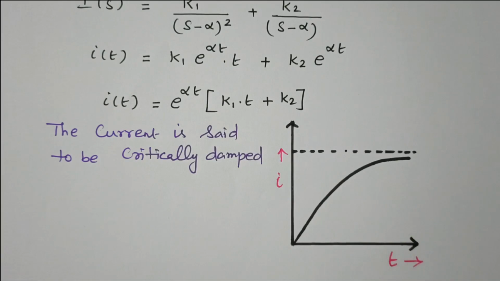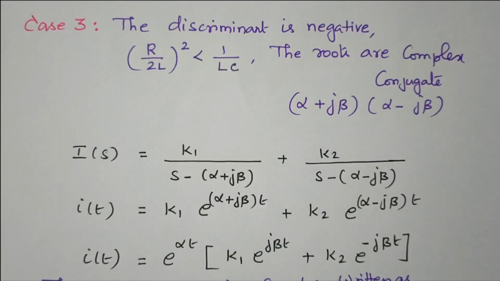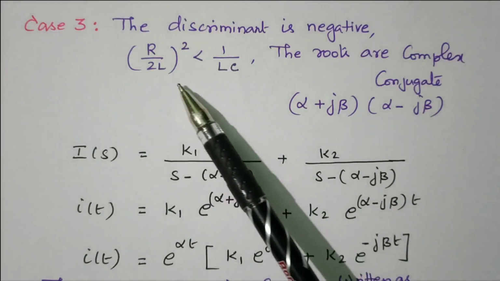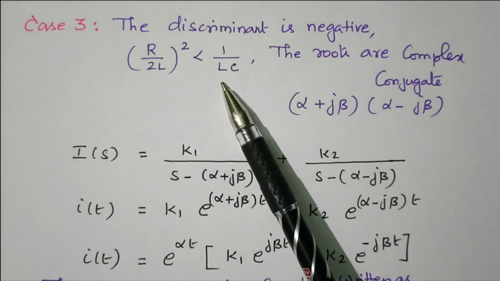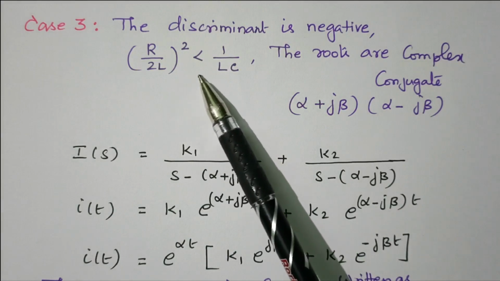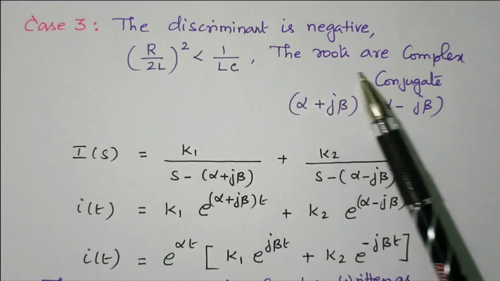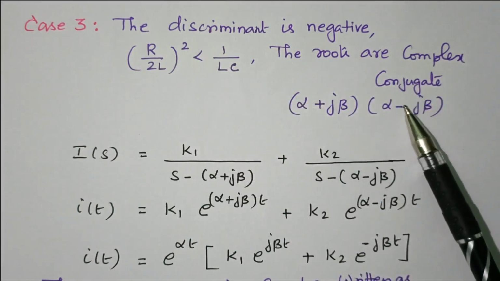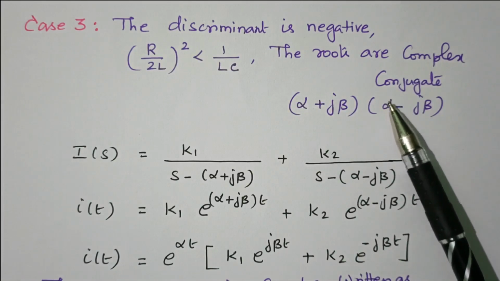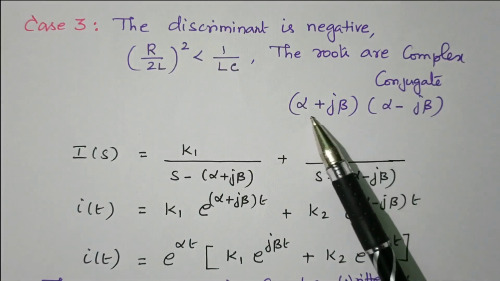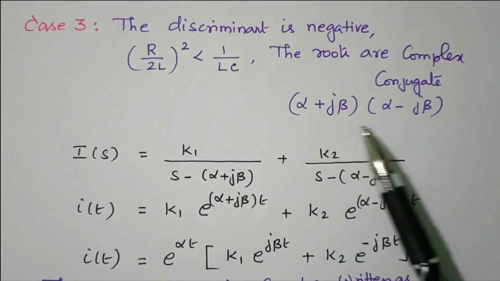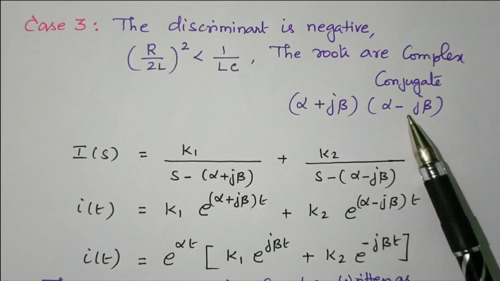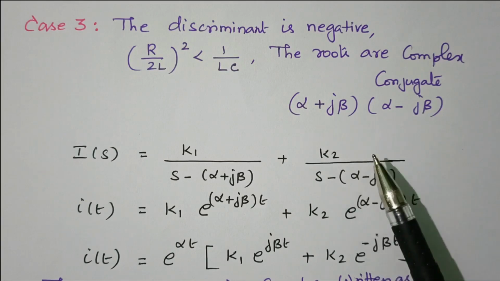Now we'll go for the third case. The third case is where this term is lesser: (R divided by 2L) the whole square less than 1 by LC. So what happened? Lesser means we'll get a negative, so the roots become complex conjugate. The negative is replaced by j square. So we'll get complex conjugate roots, that is alpha plus j beta and alpha minus j beta. These are the two different roots, complex conjugate. One is plus, another one is minus.